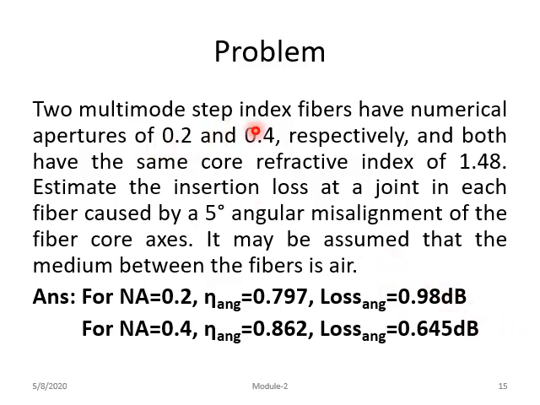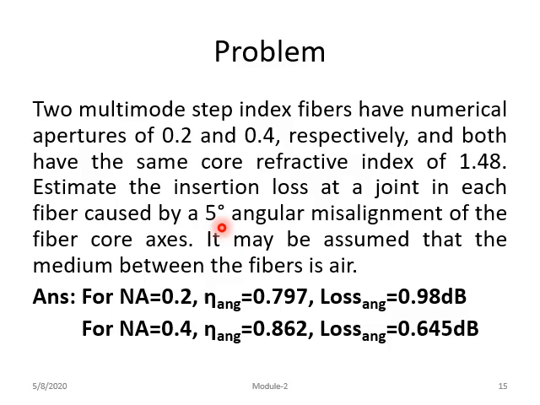Multimode step index fibers have numerical apertures of 0.2 and 0.4 respectively. Numerical aperture 1 is 0.2 and numerical aperture 2 is equal to 0.4. Both have a core refractive index n1 equal to 1.48. Estimate the insertion loss at the joint in each fiber caused by a 5 degree angular misalignment.